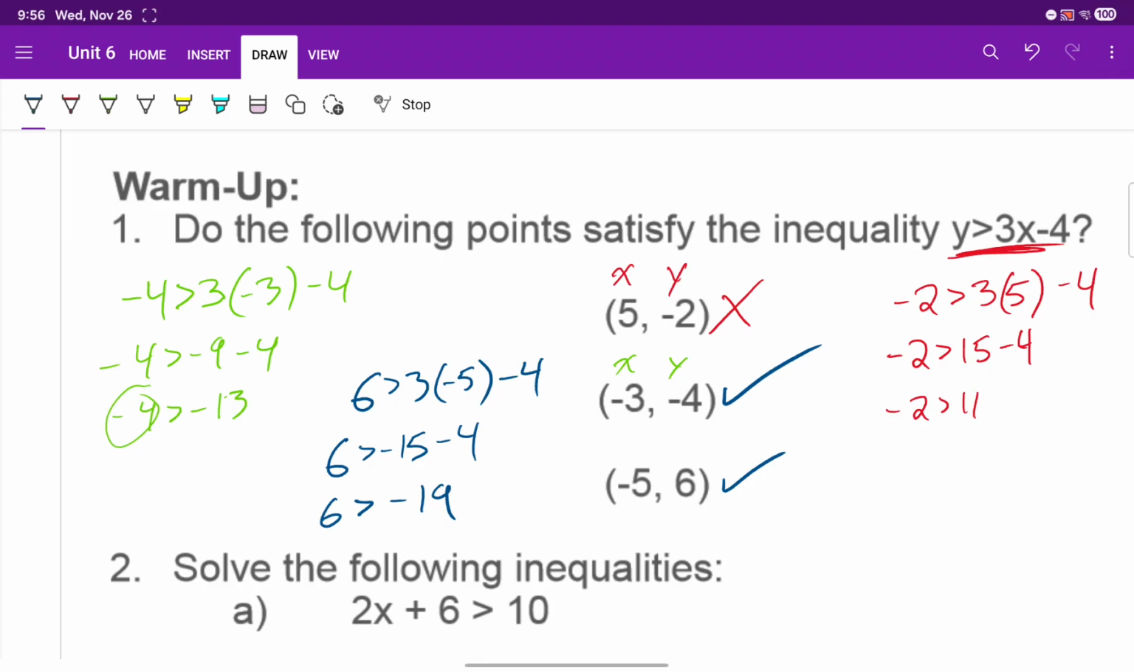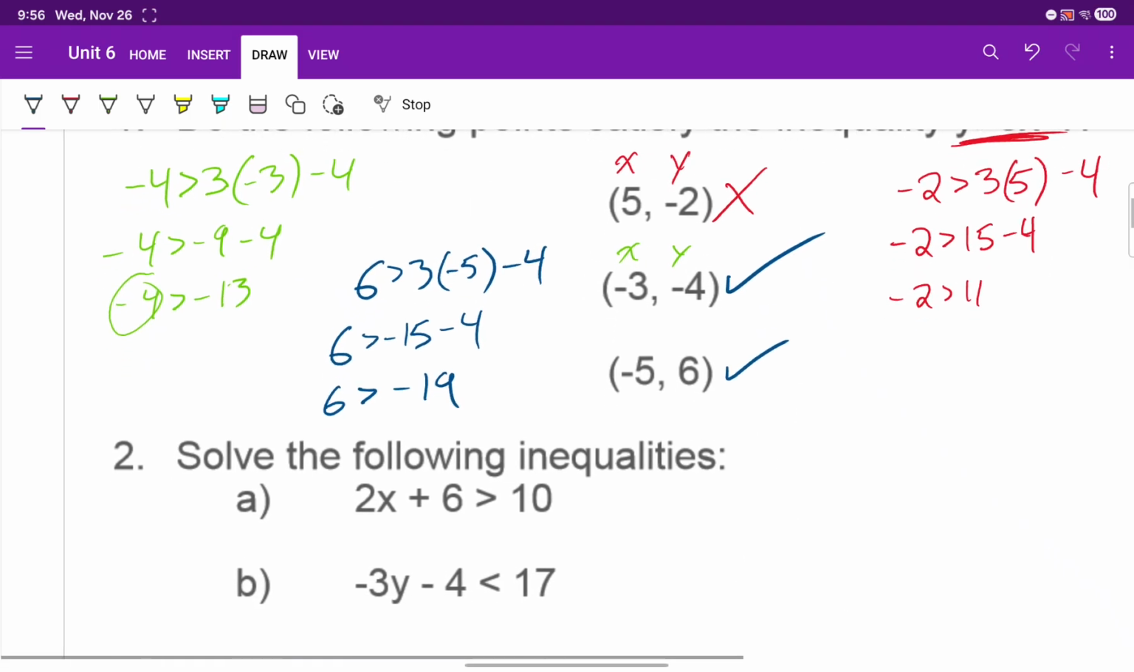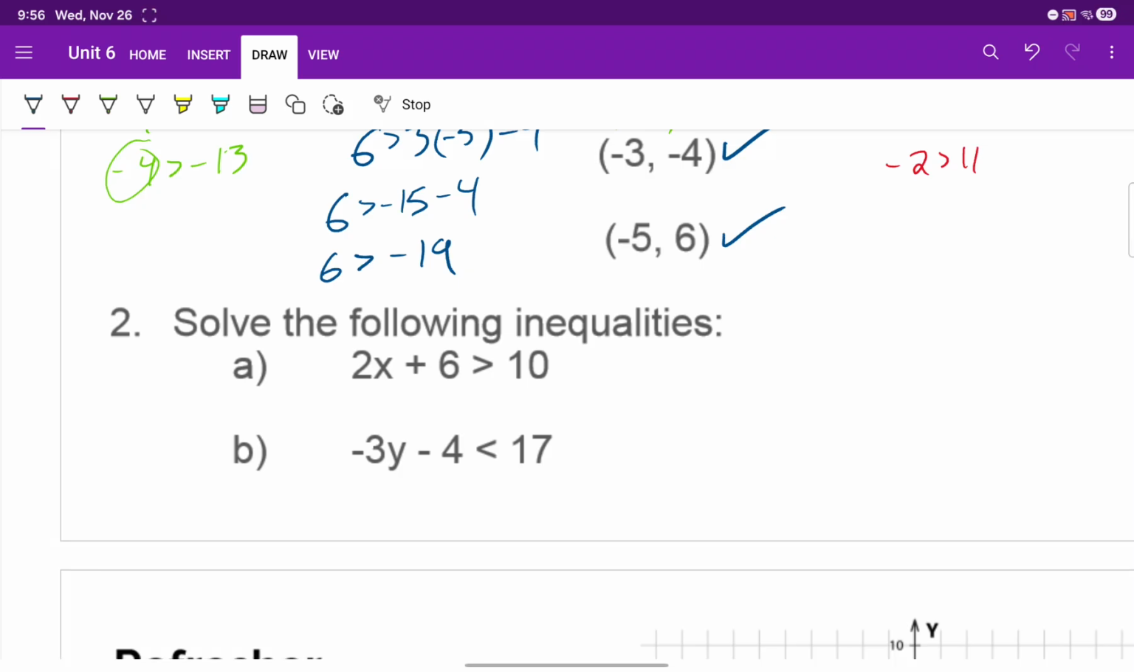Now, I didn't really give you an opportunity to pause the video. I went fast through those, but feel free to pause the video at any point. Okay. Solve the following inequalities. Again, what we want to do here is solve for x, and in the second one, we want to solve for y. Now, you may remember this from our algebra unit.